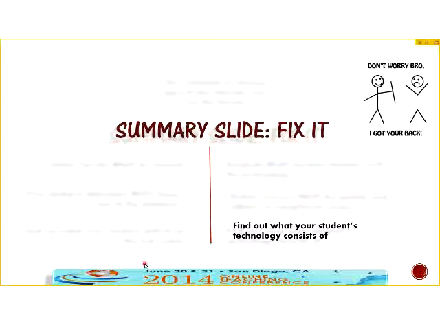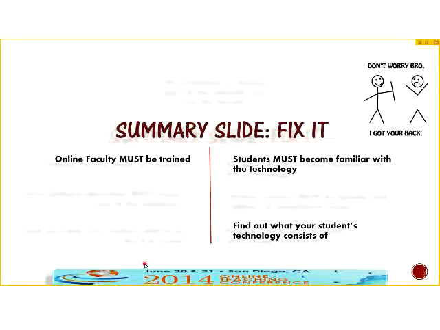Now, to fix this, summary slide, here we are. Find out what your students' technology is. Do they have the aptitude? Are they working on reliable technology? If not, do they have a way to get to reliable technology? They must become familiar with the technology. That includes the learning management system.